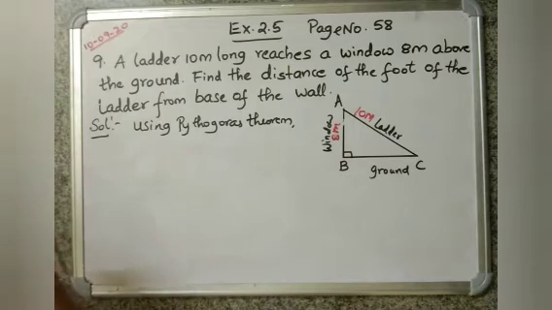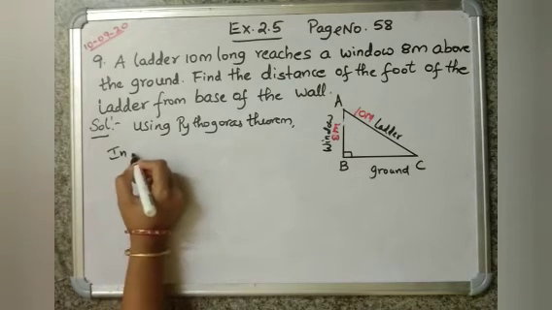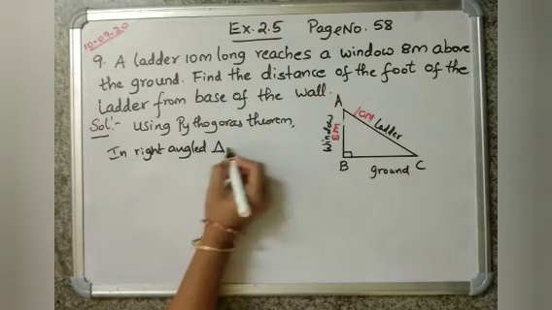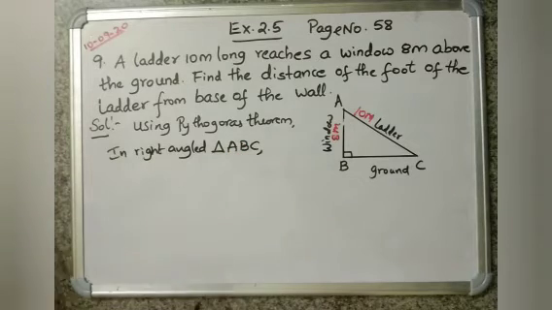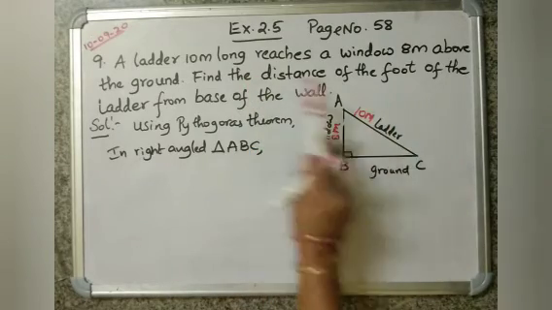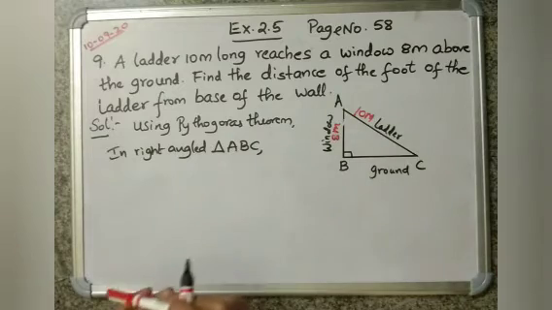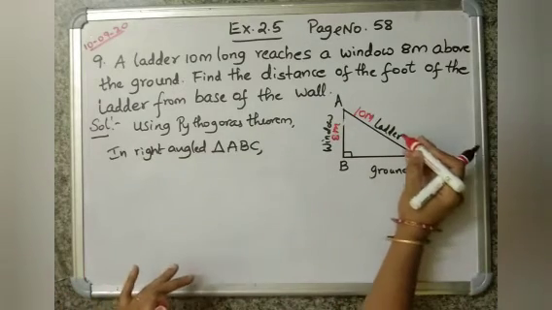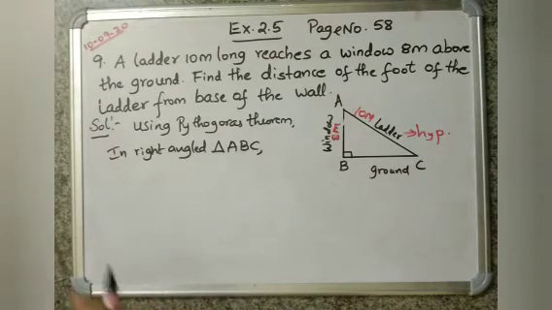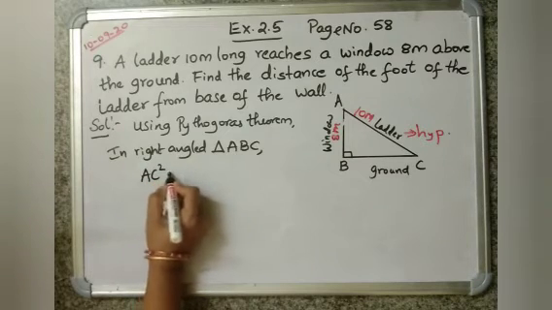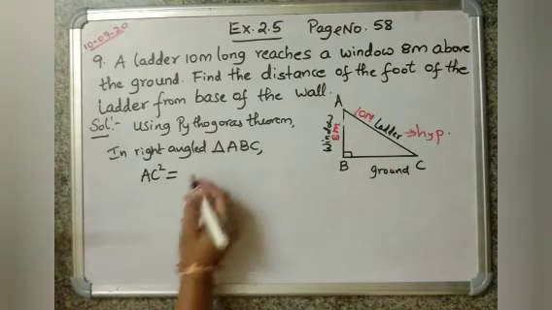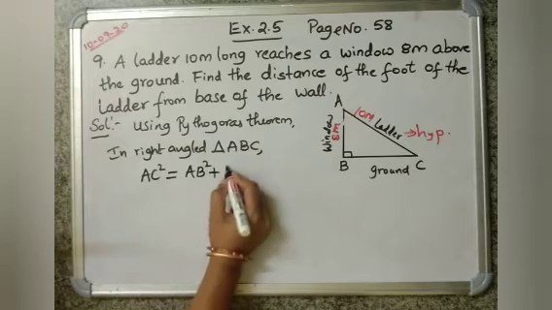Here I am taking the right angle triangle ABC. Here 10 meter is the height of the ladder. It is opposite to the right angle, so this is called the hypotenuse. So we apply here: AC square, the square on the hypotenuse, is equal to the sum of the squares of the other two sides, AB square plus BC square.